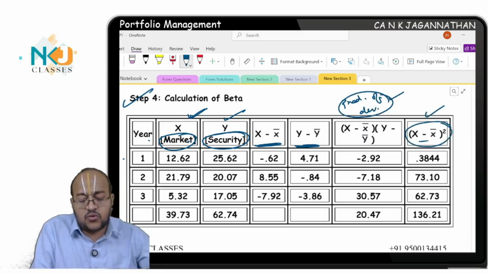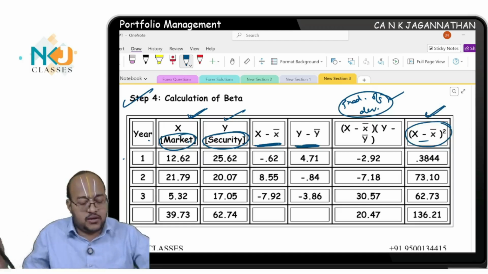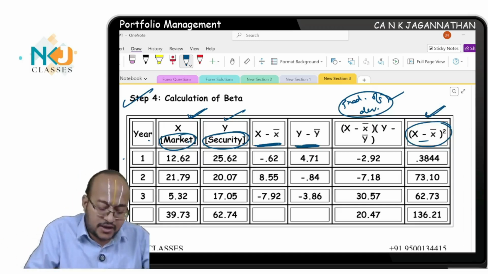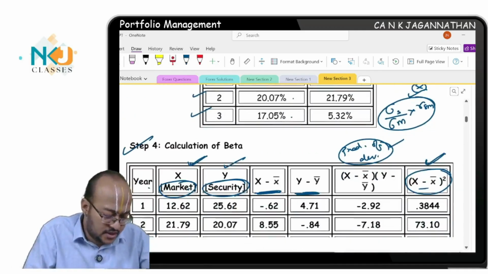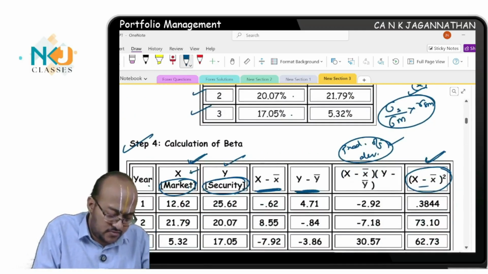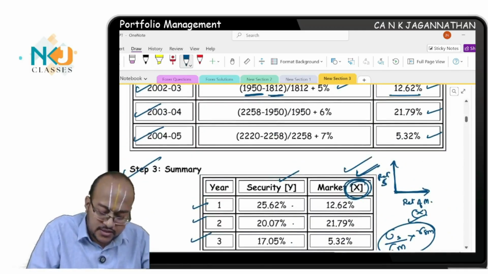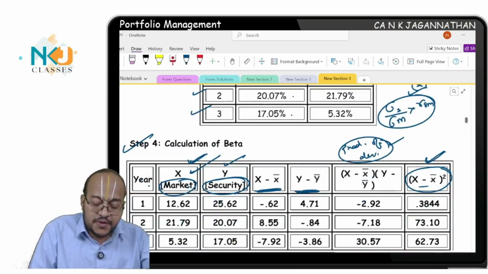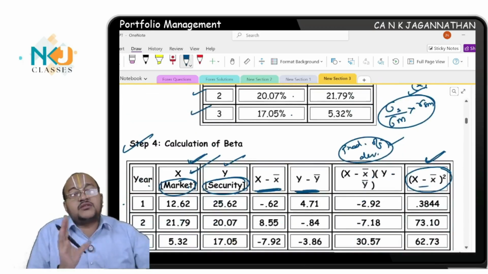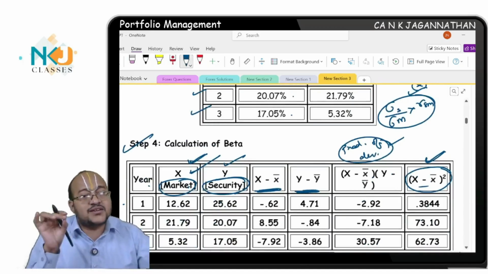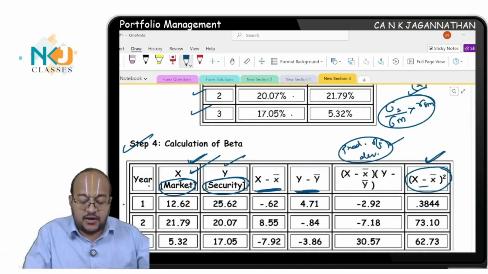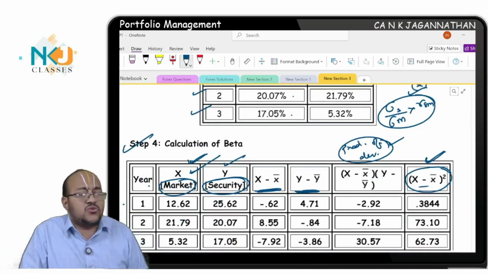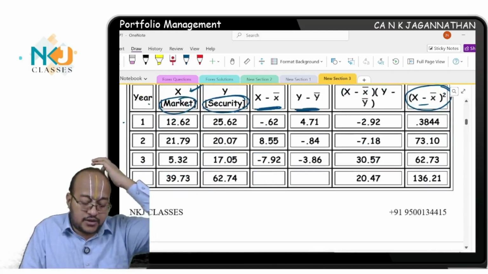which is nothing but, I told you, x is market. Here also I have given the same, x axis, y axis, that represents x and y, which means market variance alone I compute in the last step: x minus x bar the whole square. Don't ask why there is no y minus y bar the whole square. We don't need it for computing beta under regression for the time being.